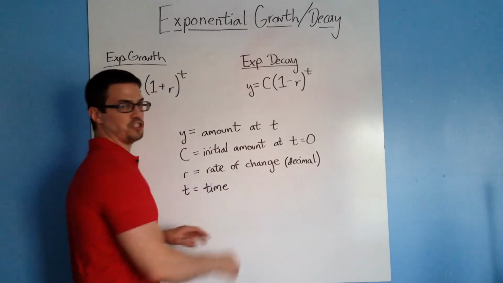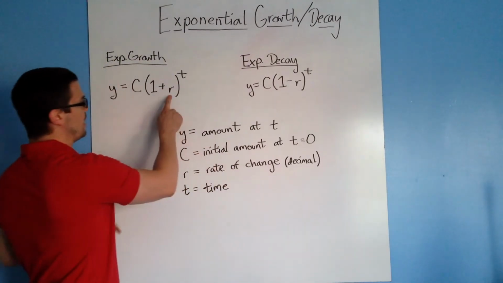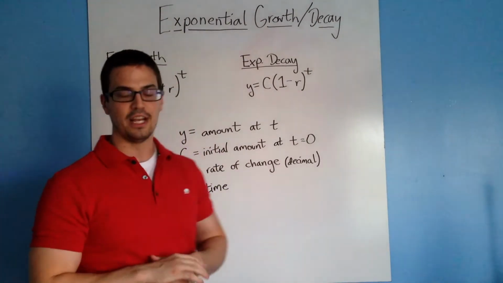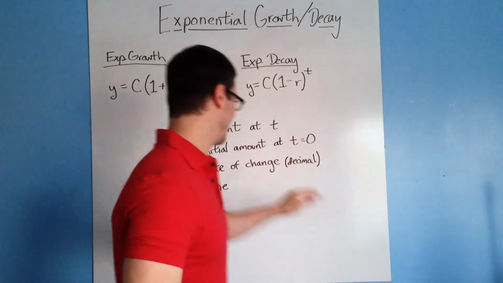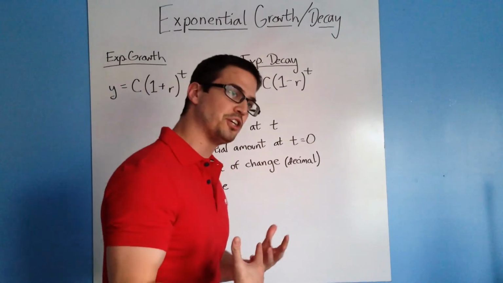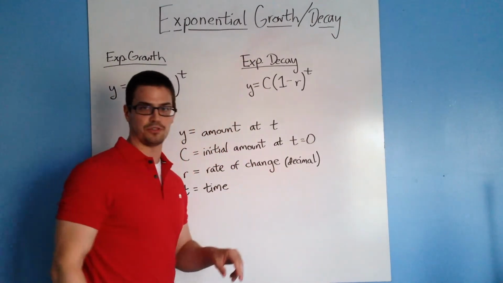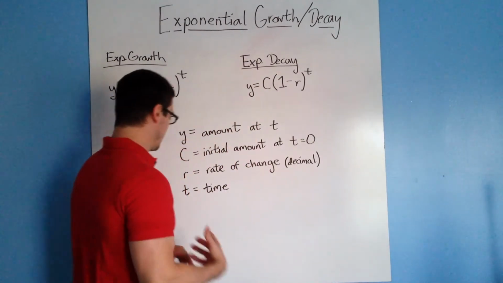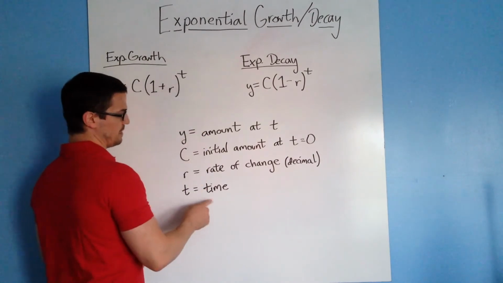R is the rate of change as a decimal. So this R right here is going to be the rate of change. And it's also really important to make sure that it is in decimal form, not a percentage. So you might get a percentage, but you have to convert that into a decimal. So you might want to review how to do that. And then t is going to represent time.